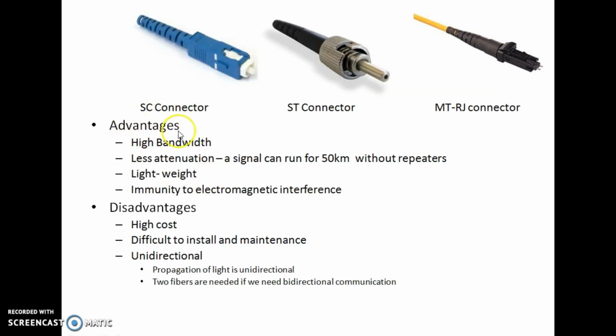Finally, there are two advantages: high bandwidth and less attenuation, and it is lightweight and immune to electromagnetic interference. The drawbacks of fiber optic cable are high cost, difficulty of installation and maintenance, and that it is unidirectional. The propagation of light is unidirectional, so two fibers are needed if we need bidirectional communication.